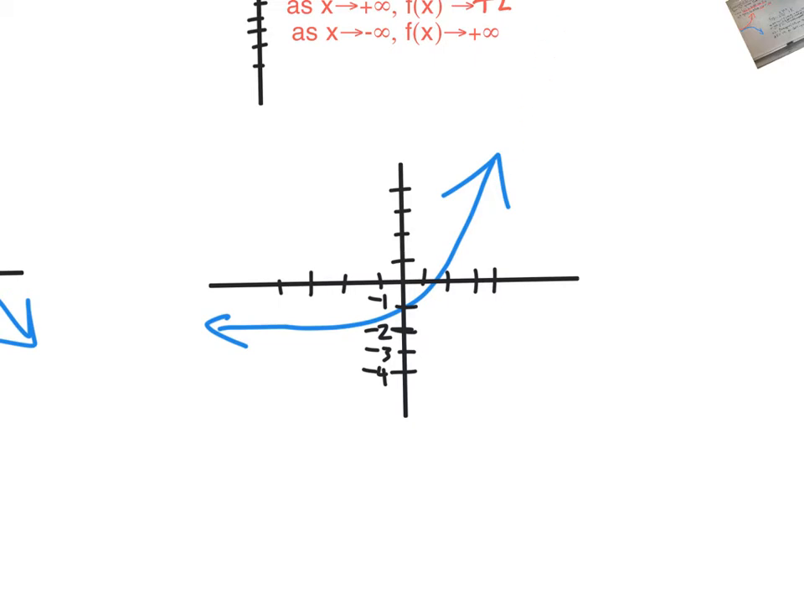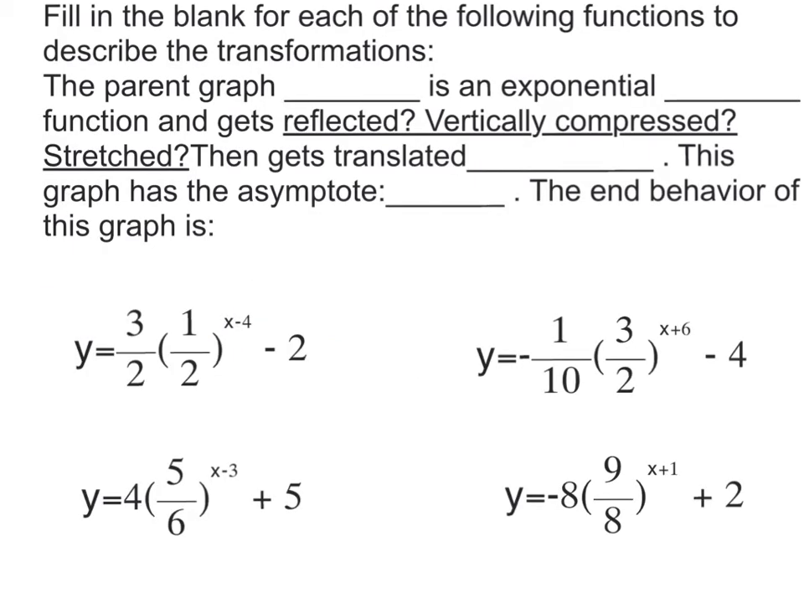I hope that makes sense. Be ready for that on the test Friday. Let's move on. On this part of the class, I just wanted you to write down this paragraph right here.